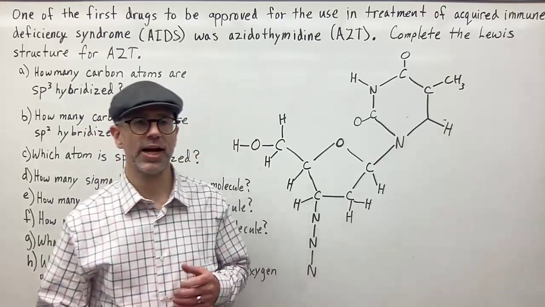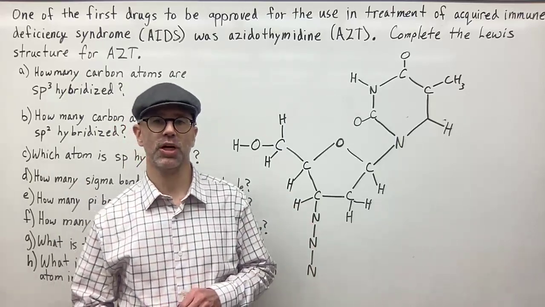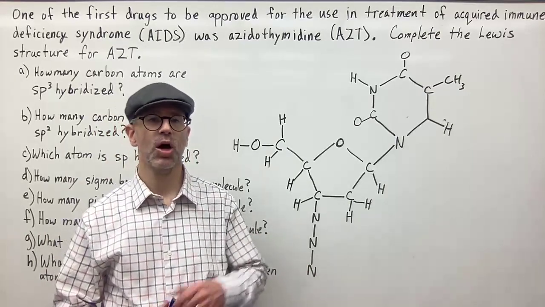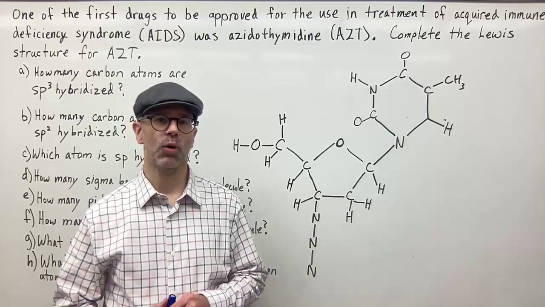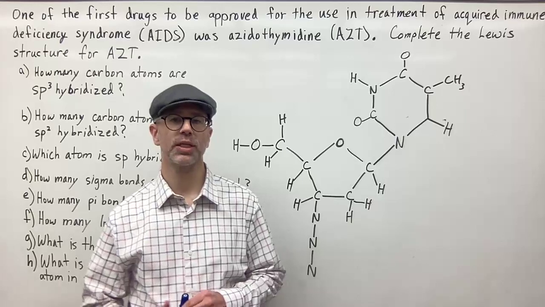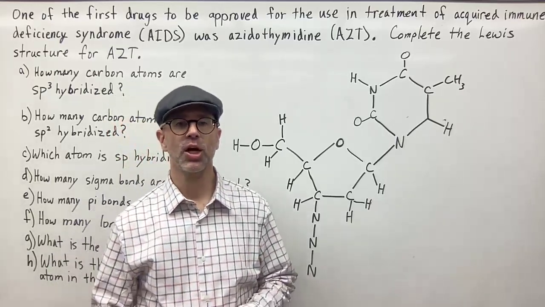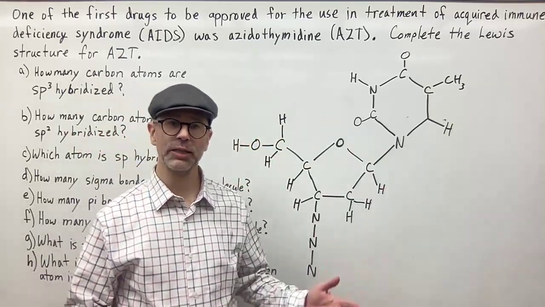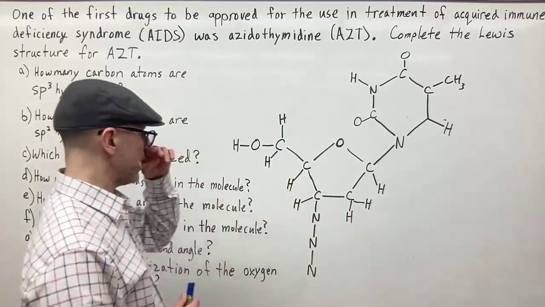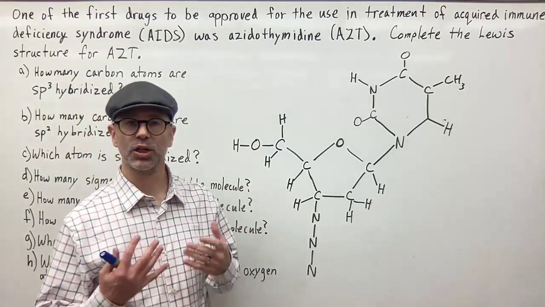In this problem we're given one of the first drugs to be approved for use in the treatment of acquired immune deficiency syndrome, also known as AIDS, was azithromycin. So AZT for short. Complete the Lewis dot structure for AZT, and let's answer these questions. So let's first get the structure correct, because if we don't get the structure correct, we can't get the questions correct. So we've got to go through and either add bonds or add lone pairs.